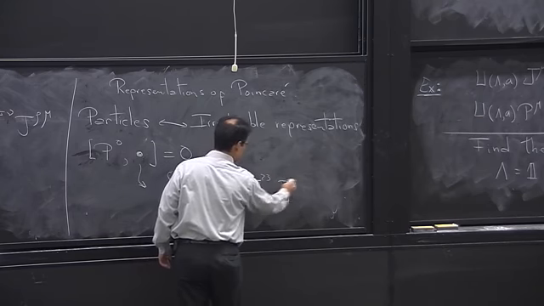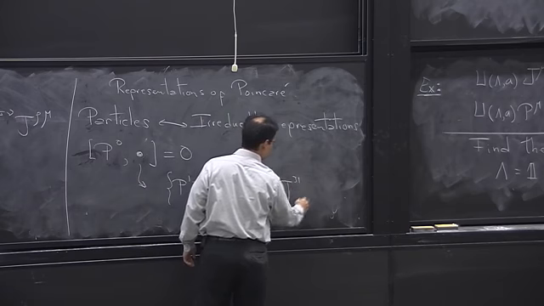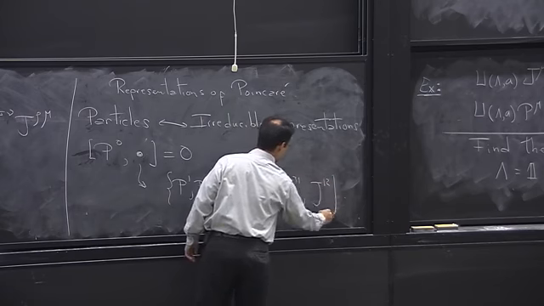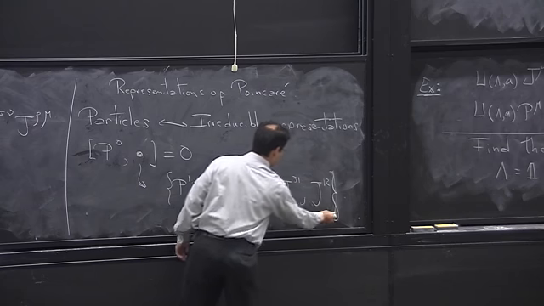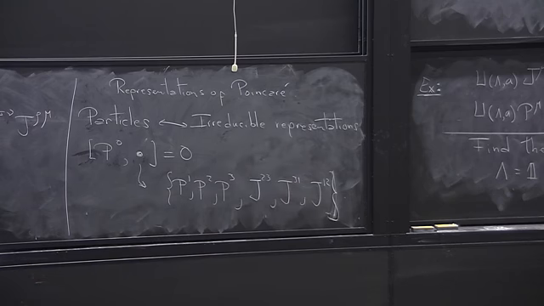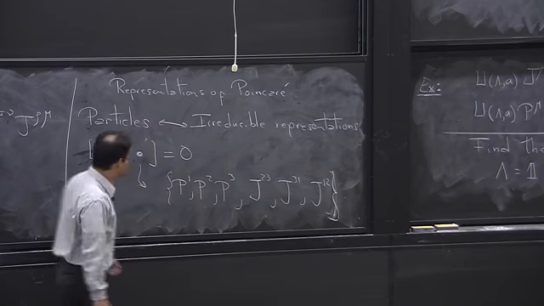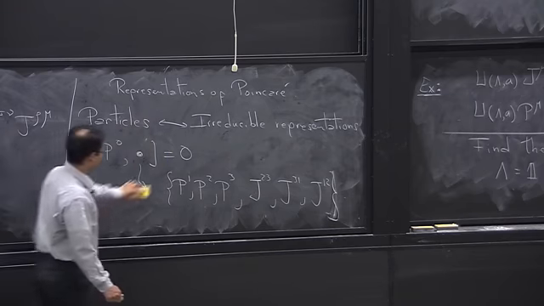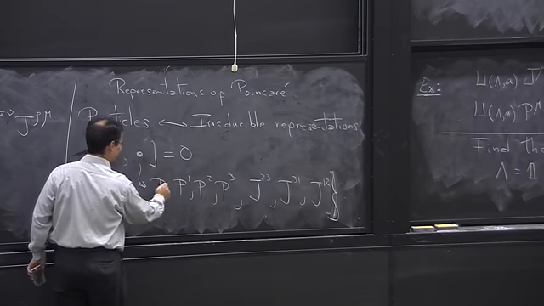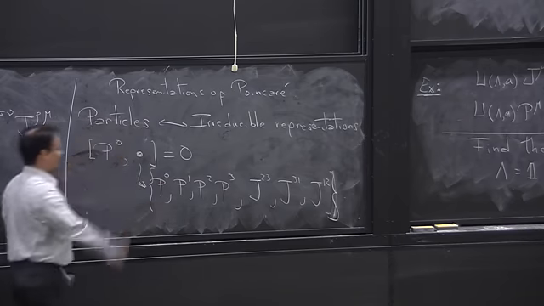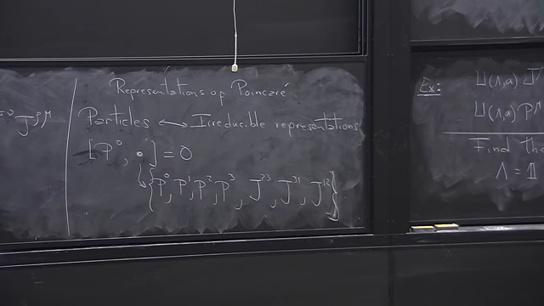J23, J31, and J12. Those are the only ones that commute with P0. That's also P0. Excellent. Very, very good. So that's what we're going to use.